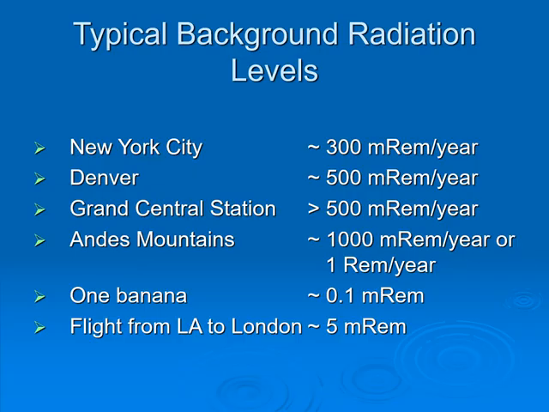You even get radiation from the things you eat. A banana will give you 1/10 of a millirem. In addition, you receive radiation when you fly in an airplane. A typical flight from Los Angeles to London, you'd expect to receive 5 millirem.